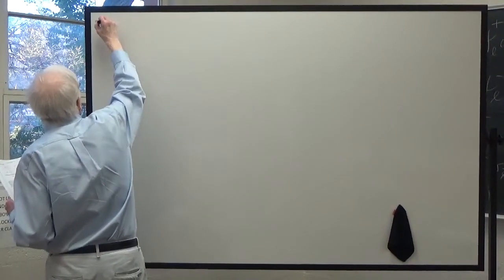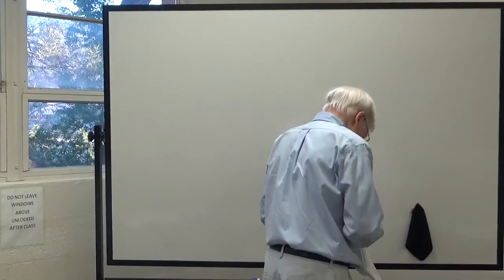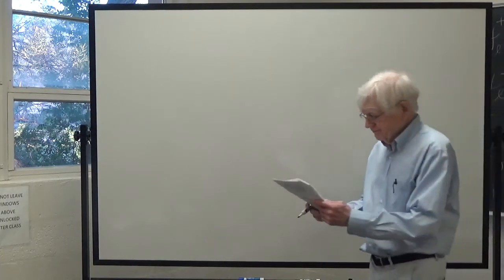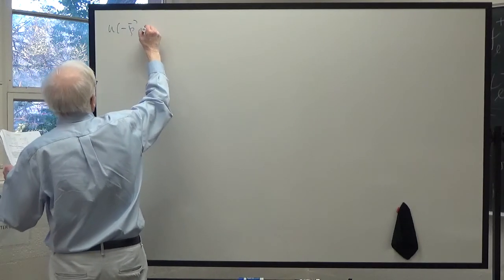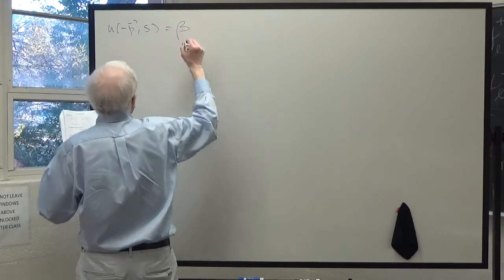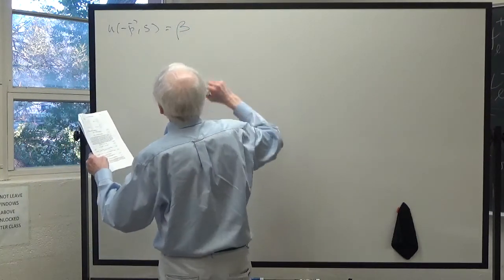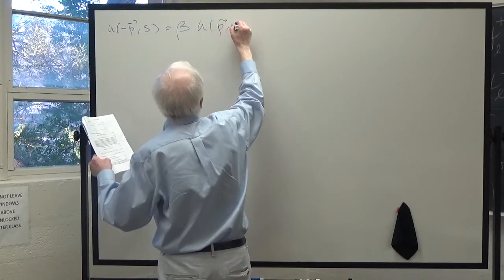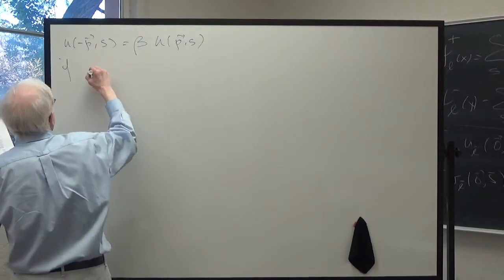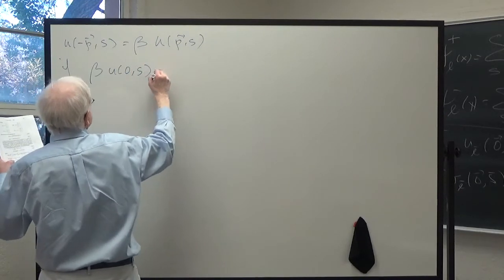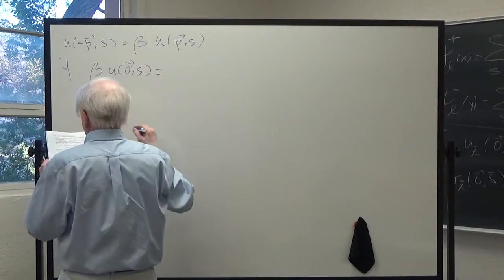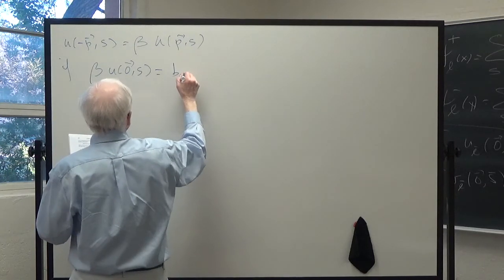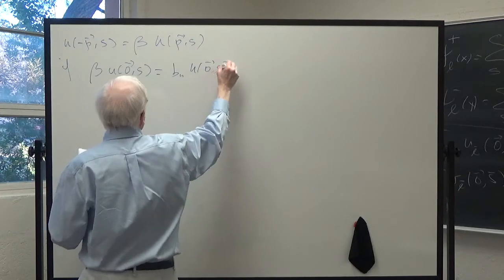So what we've seen here is that U of minus P and S is effectively beta times, it will be beta U of P and S if beta U of 0 and S is just a constant times U of 0 and S. And that constant he chooses to call B sub U, U of 0 and S.